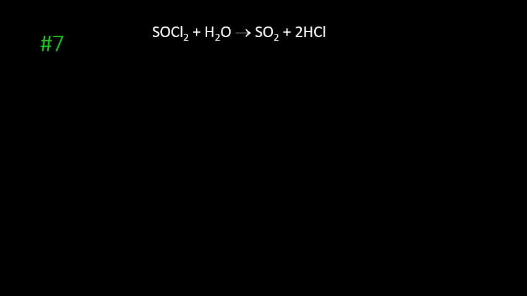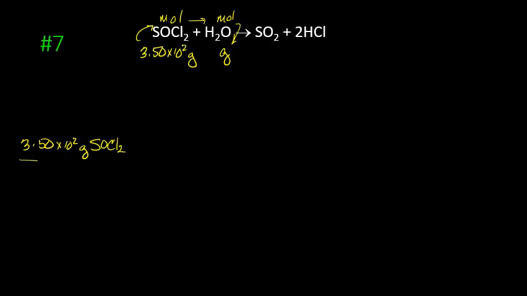Okay, well, let's make a plan. 3.50 times 10 to the second grams. I'm not sure why it was written that way. To moles. Now we need to go to moles so we can go to grams. Starting with the 3.50 times 10 to the second grams. I guess I could have just written 350. SOCl2. Okay. Straight line. Not bad.